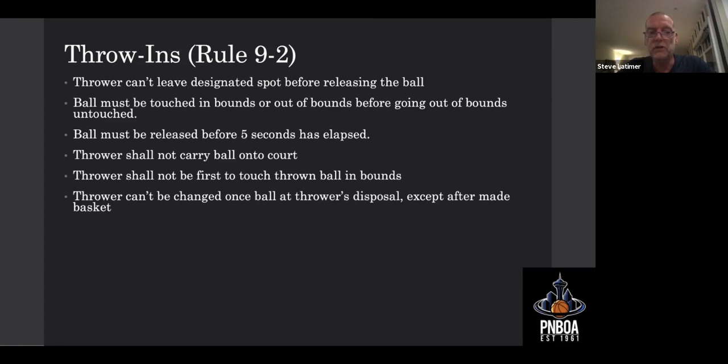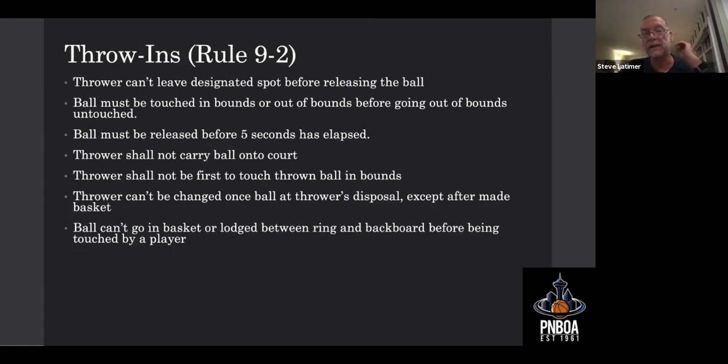And the thrower can't be changed once the ball is at the thrower's disposal, except after a made basket. So after a made basket, there could be 5 players out of bounds at the beginning of it. You can have more than one player touch the ball out of bounds, but if it's on a designated throw-in, once the thrower has the ball, you can't change throwers.